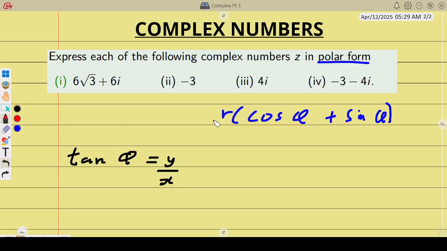So one thing I mentioned in the document is that you always have to know these values. If we have tan, what do we start with? Let's say tan 30. You always have to know that it is 1 over root 3. If you have tan 45, you always have to know that it's equal to 1. And if you have tan 60, you always have to know that it's equal to root 3.